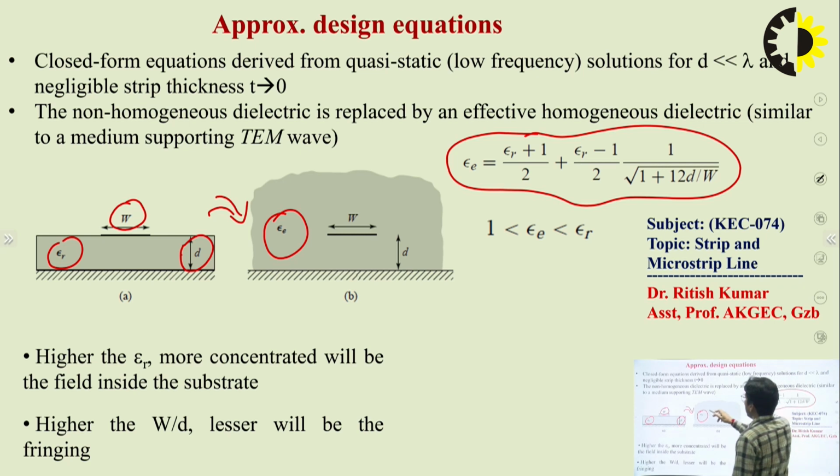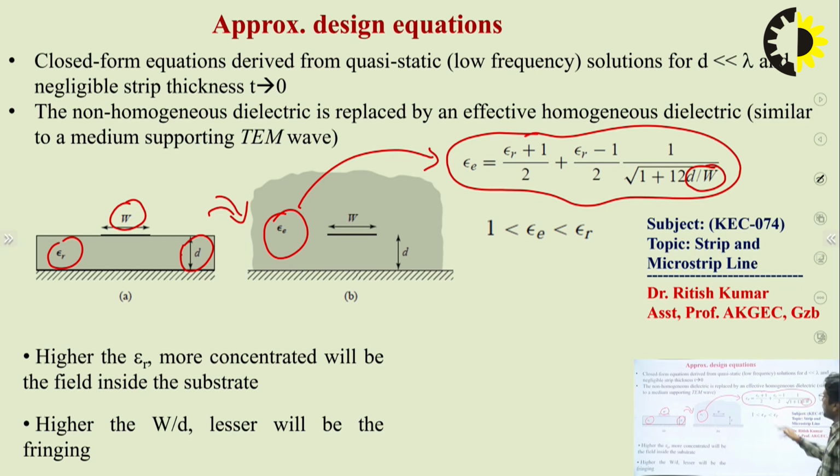So this effective relative permittivity has the formula epsilon E is equal to (epsilon R plus 1) divided by 2 plus (epsilon R minus 1) divided by 2 into 1 by square root of 1 plus 12 d by w. Here d by w is the important parameter. And epsilon R is the relative permittivity here. So this effective relative permittivity always lies within the range of 1 and epsilon R.